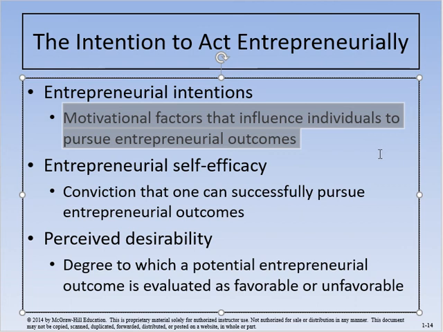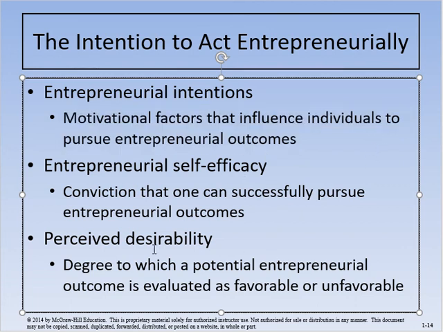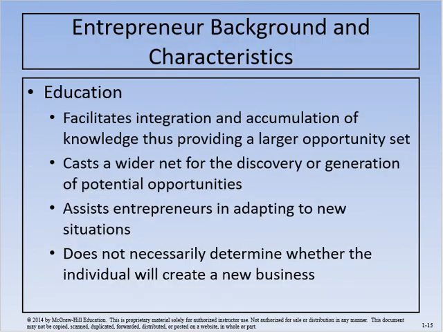Okay, next is the entrepreneurial self-efficacy. Conviction that one can successfully pursue entrepreneurial outcome, and perceived desirability, the degree to which a potential entrepreneurial outcome is evaluated as favorable or unfavorable. Okay, next we move to the next slide, which is the entrepreneur background and characteristic. First of all, the education. As we know, education is very important, not only among the student as well as the entrepreneur. You have to equip yourself with education.